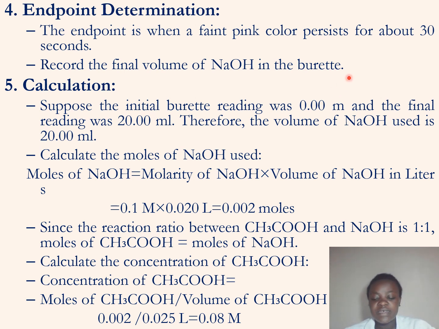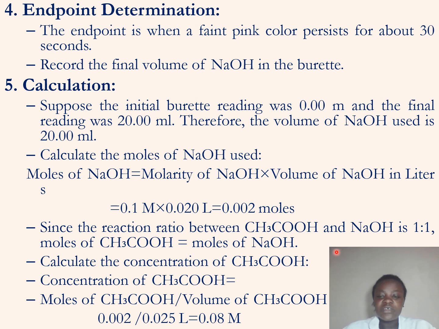We repeat this experiment for two more experiments to get at least 3 volumes used in this reaction. For my case, the average volume was 20.00 milliliters. I was required now to get the moles of sodium hydroxide. I had its molarity 0.1 times its volume in liters, which is the volume used. What we have calculated from the table gives me 0.002 moles.